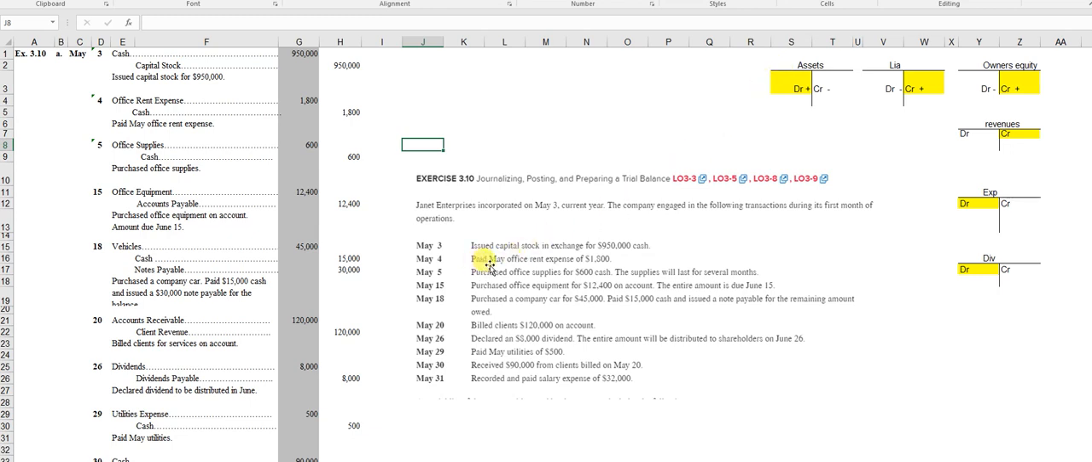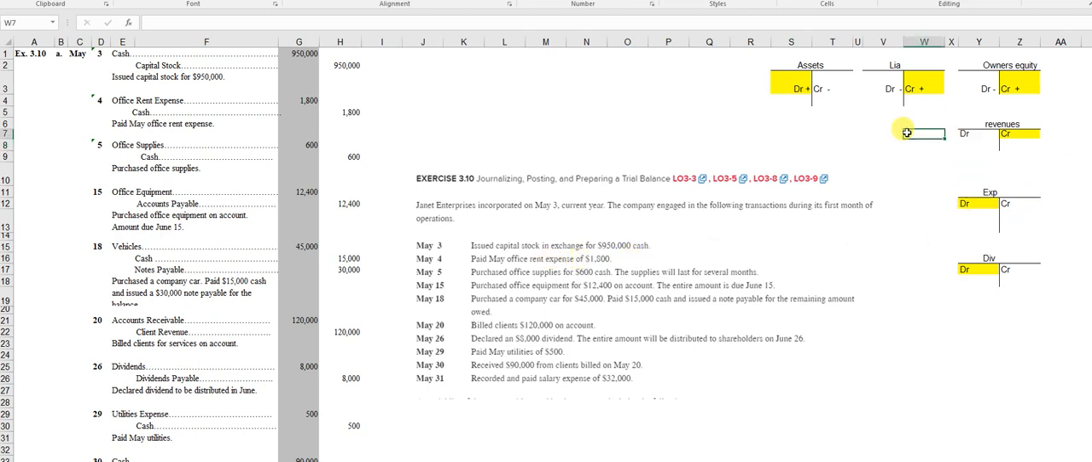Next one, I paid office rent expense with $1,800. Again, look for the cash. The cash is going down, so I credit cash. So I'm going to skip a line and credit cash. Why did I pay cash? I paid cash for rent expense. Expenses are costs of doing business.